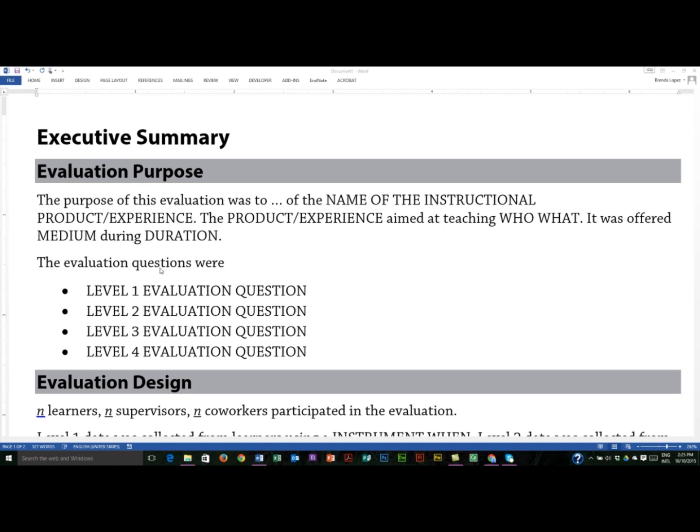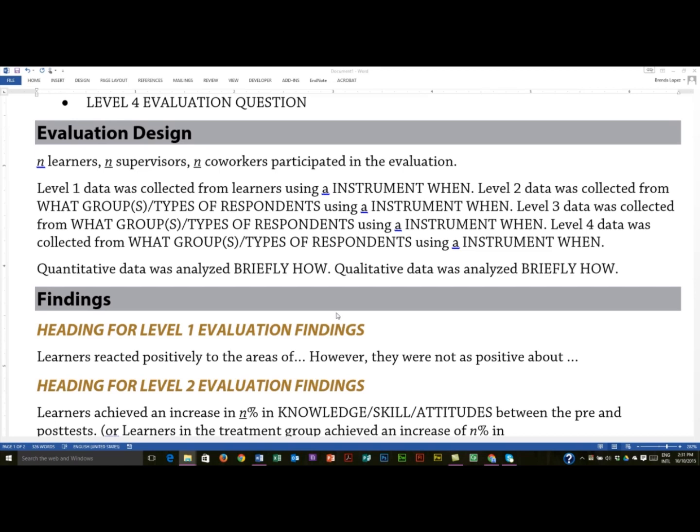And then you talk about the evaluation questions. You just list them here. There's no need for further explanations. If people want to read more, they can go into the actual evaluation report. And then you very briefly describe your evaluation design. So how many participants you had in the evaluation, and divide them by types.